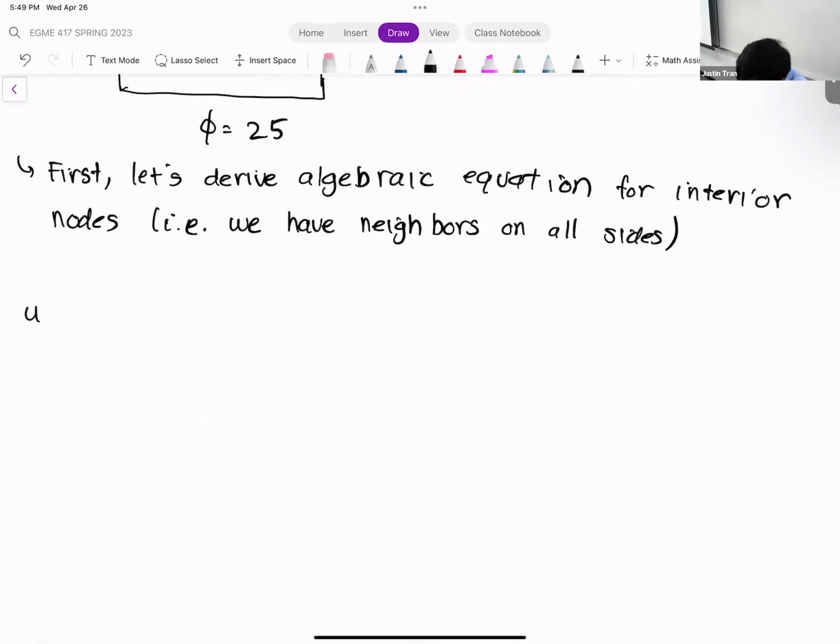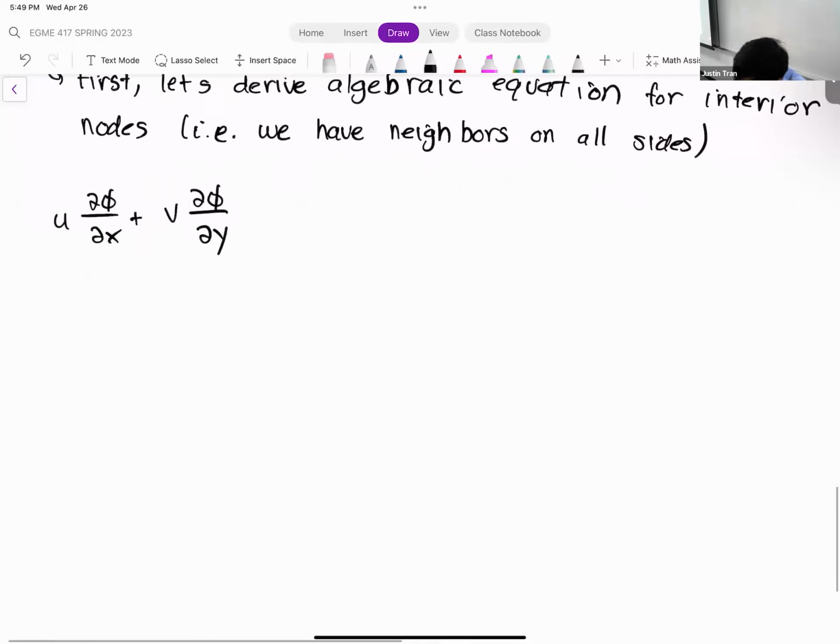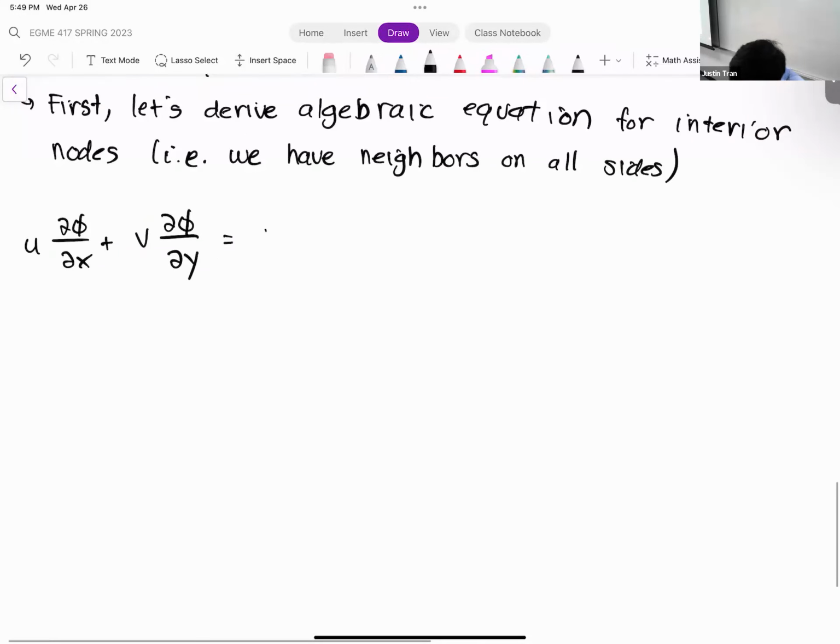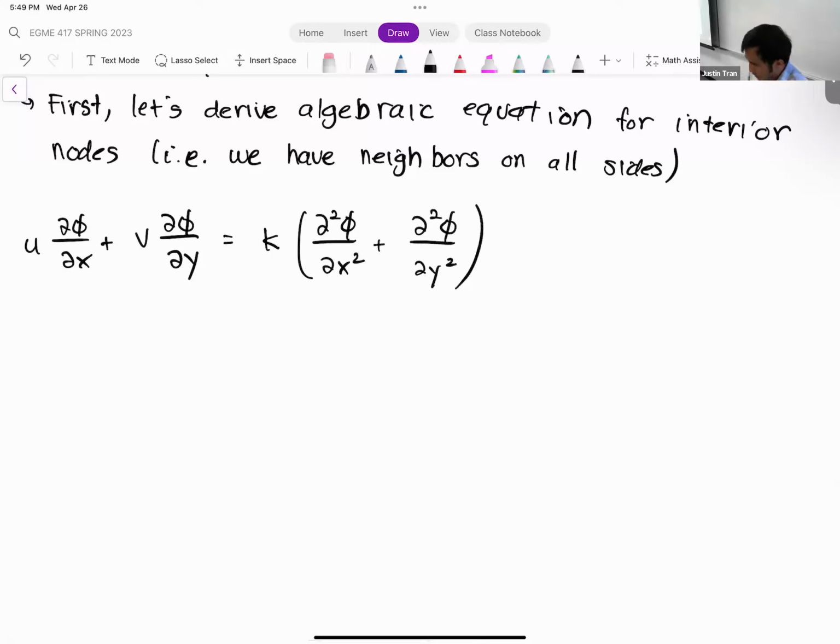So we're going to start with u partial phi partial x plus v partial phi partial y is equal to partial squared phi partial x squared plus partial squared phi partial y squared. Okay, so that's exactly the equation that we have for this example.